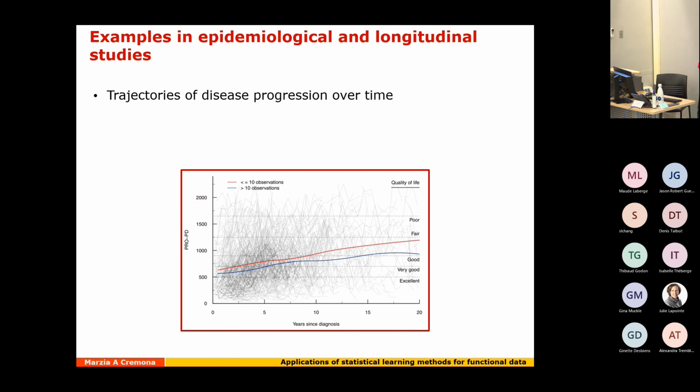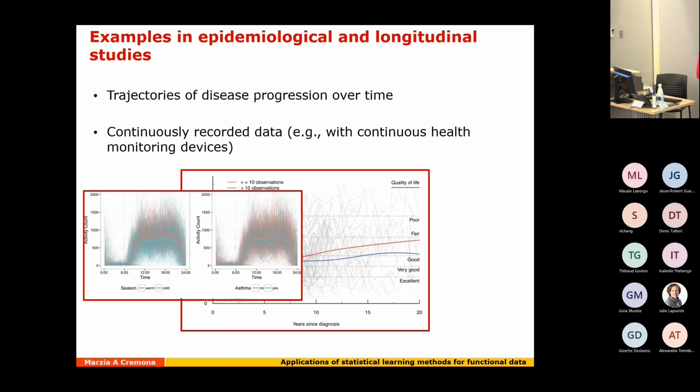In epidemiological and longitudinal studies, we have a lot of examples of functional data, even if usually they are not treated as functional data. In this figure, you can see an example of disease progression over time. These are data about Parkinson's disease. On the y-axis, we have data for a lot of subjects, all these gray, let's call them curves. They are pretty rough and pretty noisy. But those are functional data, with all the problems that I was telling you.